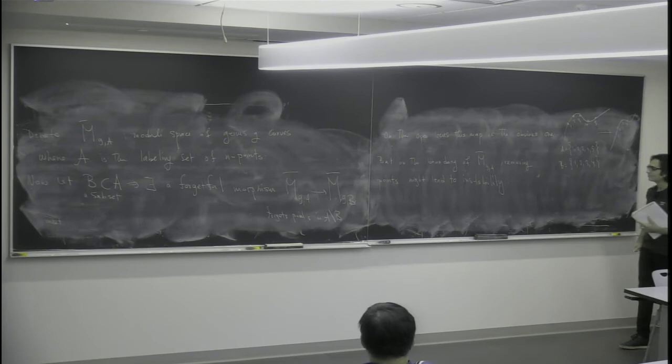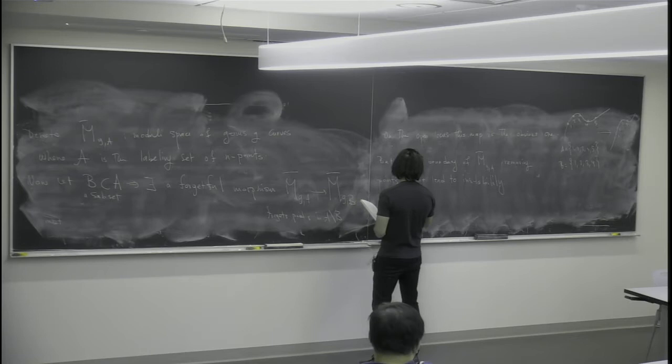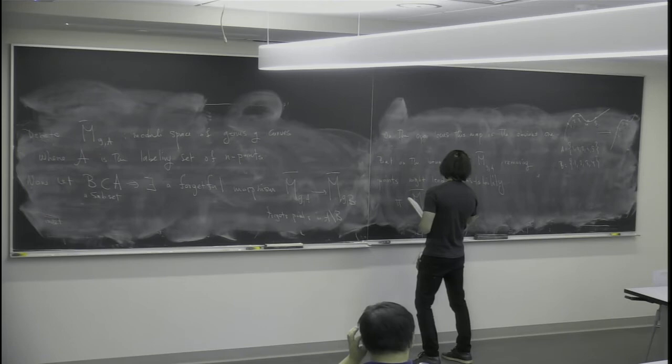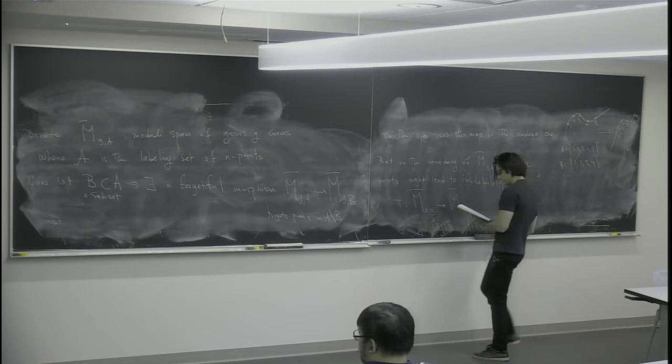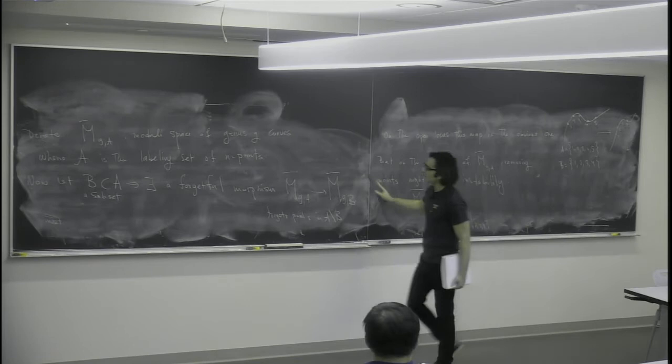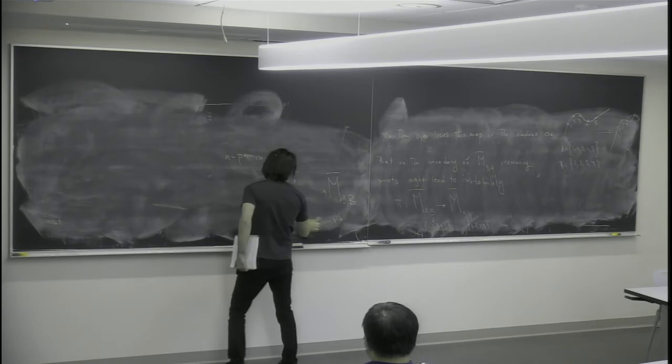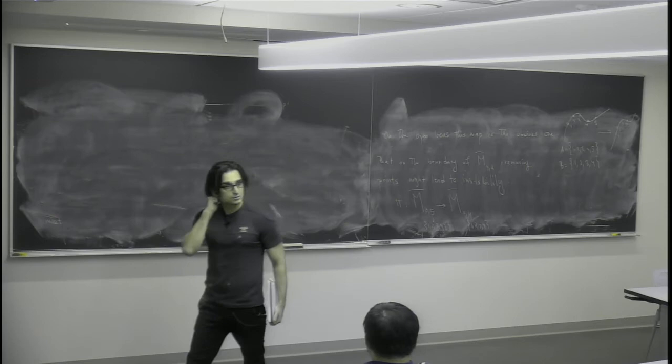M bar 0,5 goes to M bar 0,4, where I fix the labeling 1, 2, 3, 4, 5. Here I fix the labeling 1, 2, 3, 4. So it forgets the fifth marked point. So on the boundary, let's see what happens. Remember that on the boundary of these moduli spaces, you can have all different types of these nodal curves, with some distribution of points on them. So we can just think about some of them. For instance, what does the map pi do to something like this?